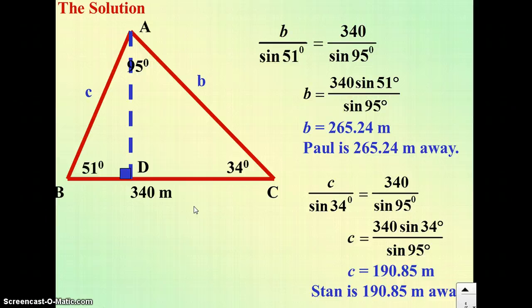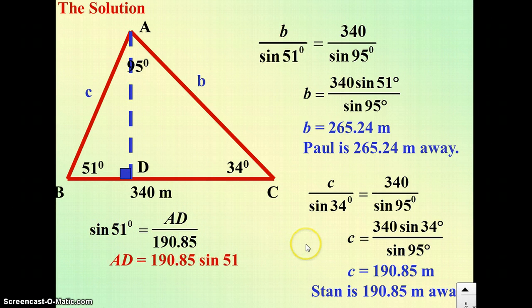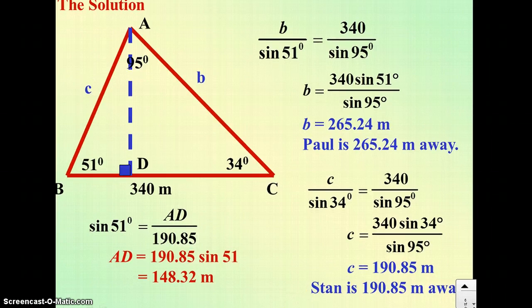So the sine of 51 would be the height AD over side C, which we just found, 190.85. So solving for that height, quick calculation. AD would be 190.85 times sine of 51. So the plane is approximately 148.32 meters high. Well done.